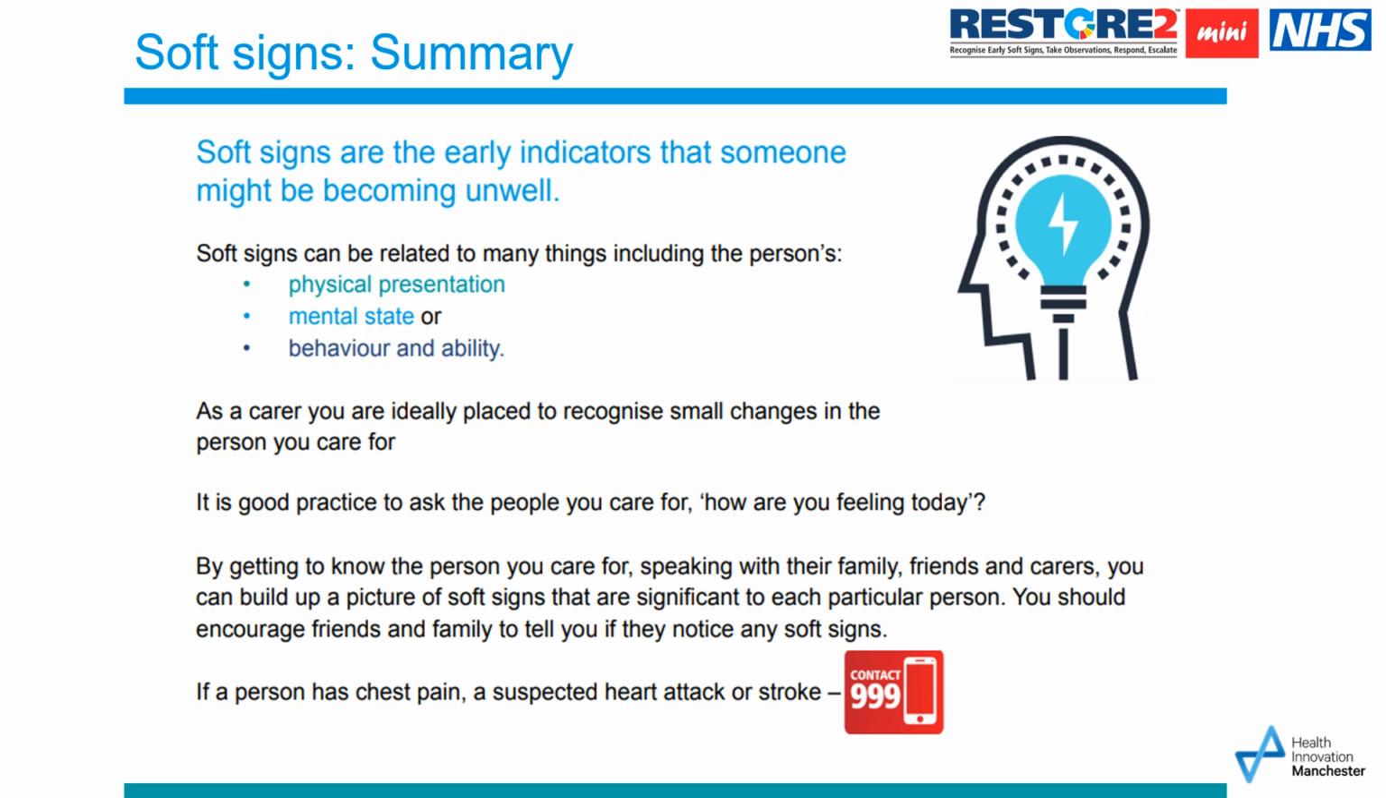By getting to know the person you care for, speaking with their family, friends and carers, you can build a picture of soft signs that are significant to each particular person. You should encourage friends and family to tell you if they notice any soft signs. If a person has chest pain, a suspected heart attack or stroke, call 999.